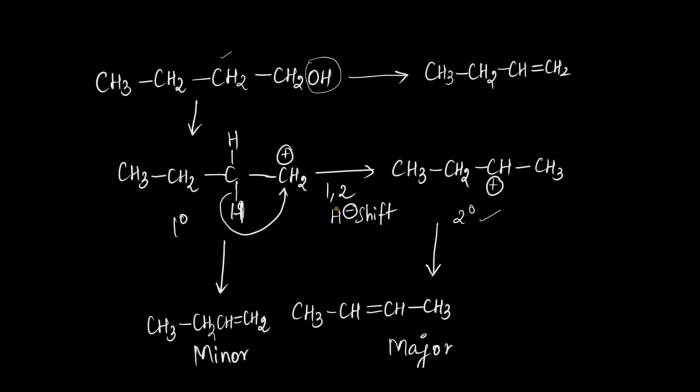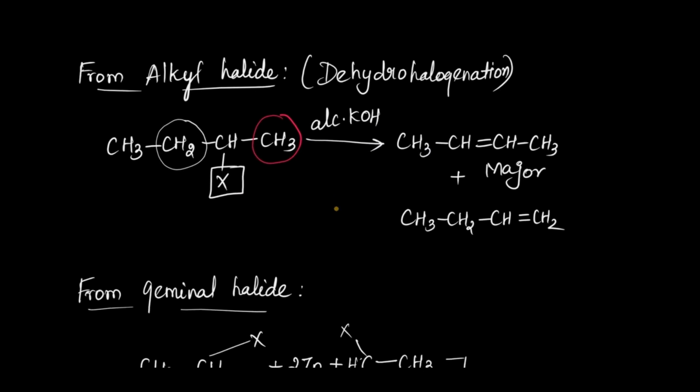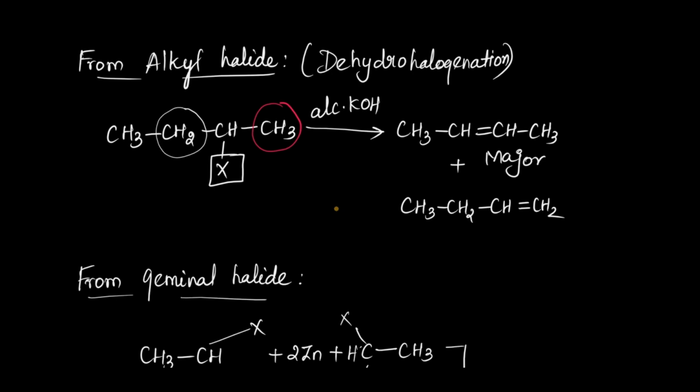As you can see here, I have given you another example, which can form due to a hydride shift, a 1,2 hydride shift. Then from alkyl halide, I can also prepare by dehydrohalogenation. I'm using alcoholic KOH as a reagent. Always remember, alcoholic KOH is the reagent for elimination. Don't get confused with aqueous KOH. Aqueous KOH is for substitution, alcoholic KOH is for elimination. So in elimination, again, the more substituted alkene is the major product.